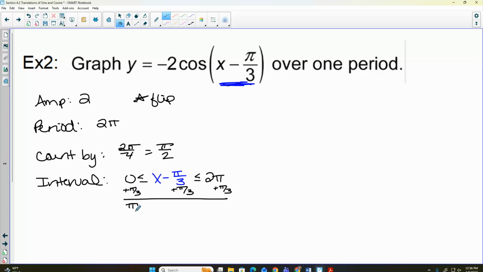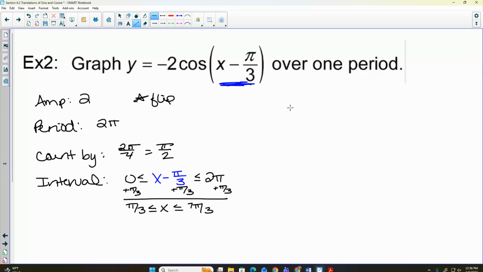So we get pi over 3 less than or equal to x, less than, so if you need to use a calculator, it's 2 plus 1/3, or you could think 6 over 3 plus 1 over 3, be 7 pi over 3. Now, does that mean my graph starts at pi over 3 and ends at 7 pi over 3? No, that's just the nice piece that we're going to use to get one full period of our graph.